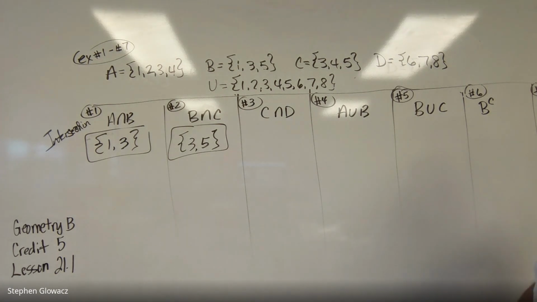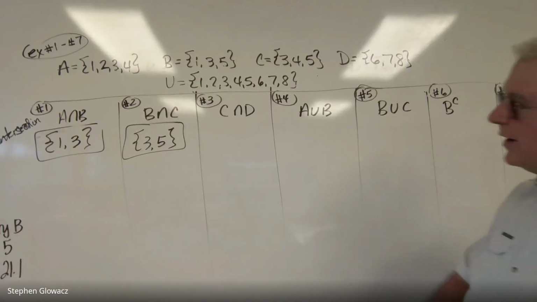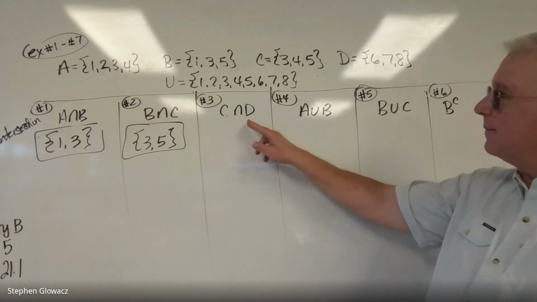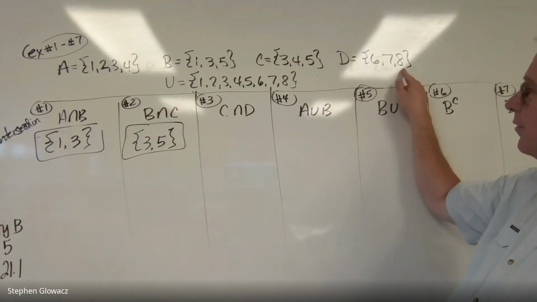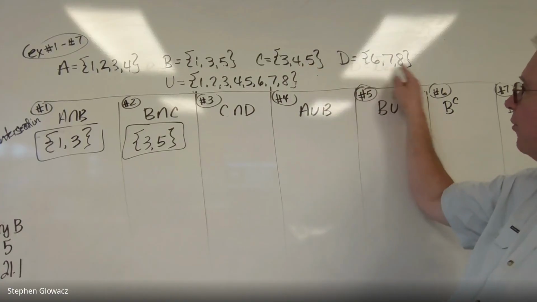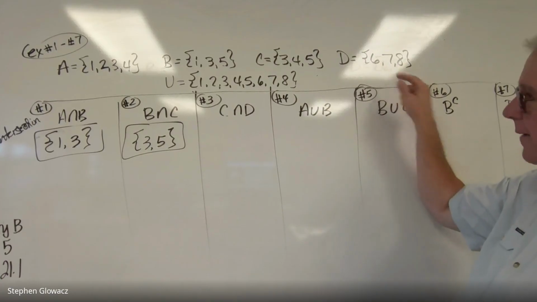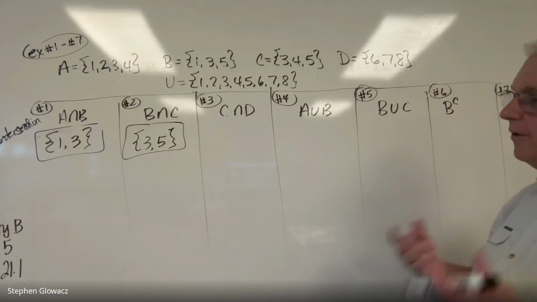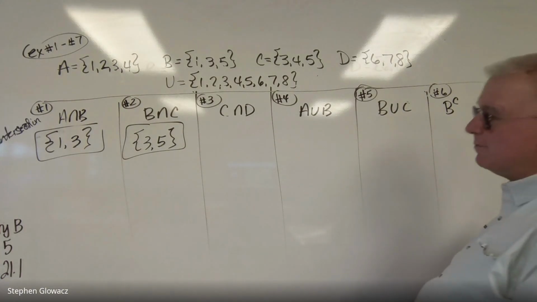So now what about our next one, C intersected D? So 3, is 3 in both sets? Nope, no 3 over here. 4, nope, no 4 over here. What about 5? Nope, no 5 over there. So there are no elements in the intersection. So we say that's an empty set.